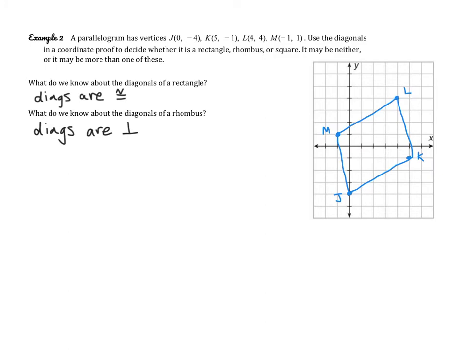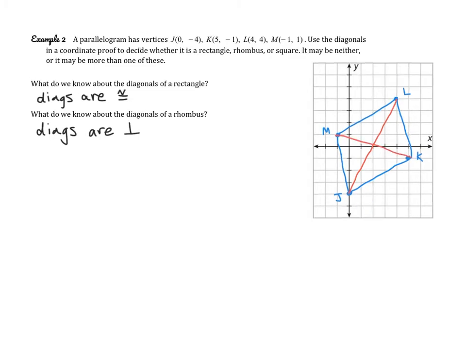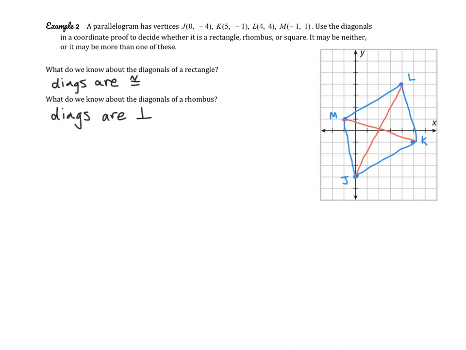Okay, so the two diagonals that we are working with would be JL and MK. So let's start by checking to see if this shape is a rectangle. And again, it's a rectangle if the diagonals are congruent. So let's find the distance of JL.